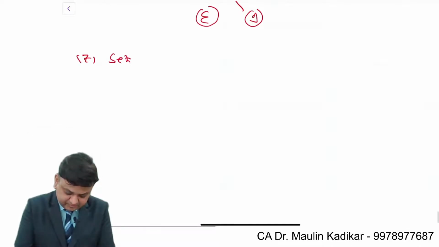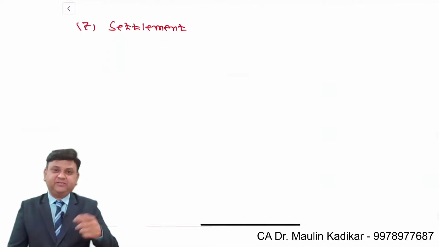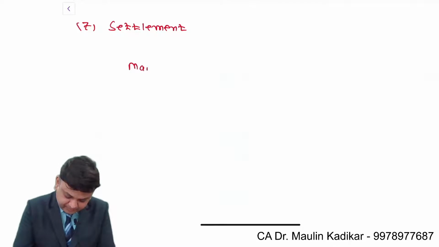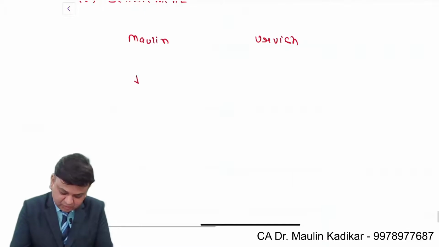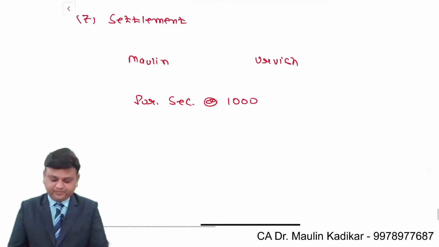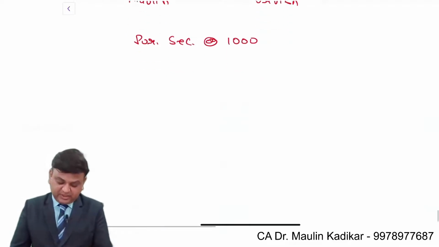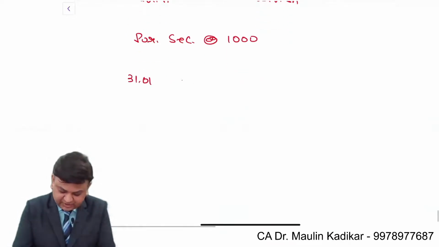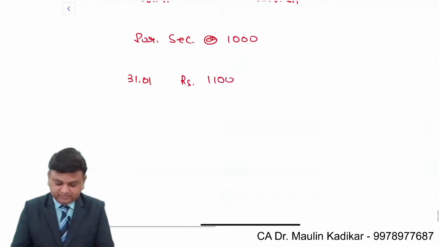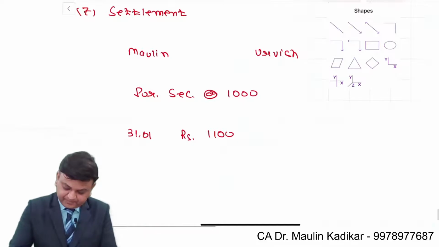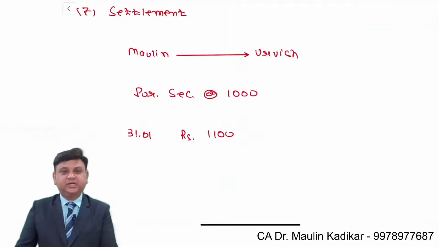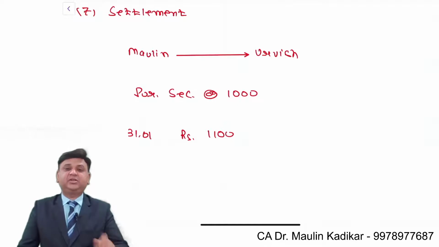Next is settlement. As I was giving an example, I enter into a forward contract with my friend to purchase a security at the rate of 1000. On 1st of January, the transaction is entered upon for 31st of January. Let us say that on 31st of January, the price of the security is 1100. So I went to my friend and told him, Urvish, here is 1000 rupees, you give the security to me.